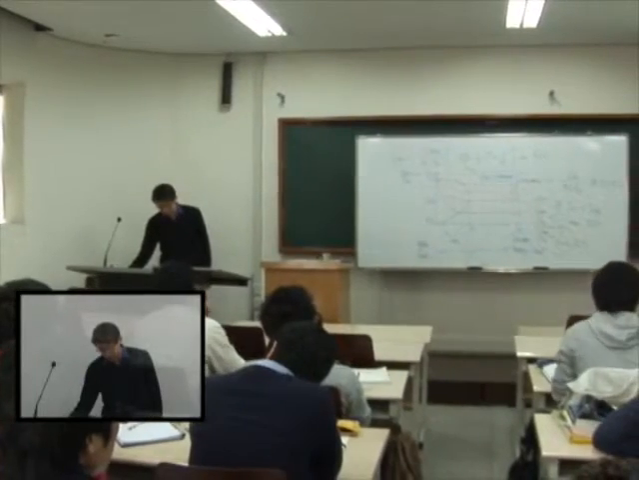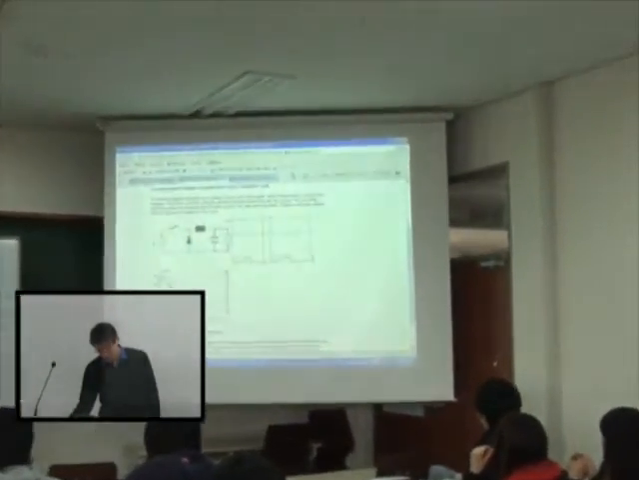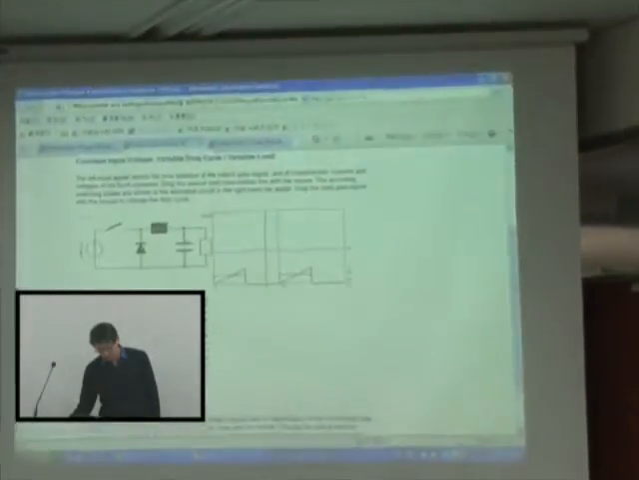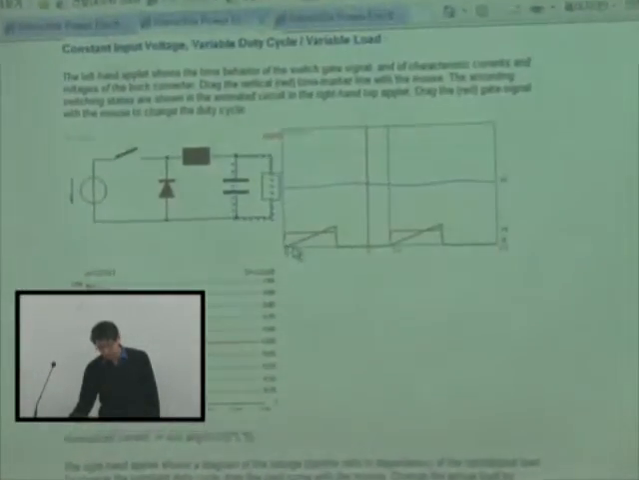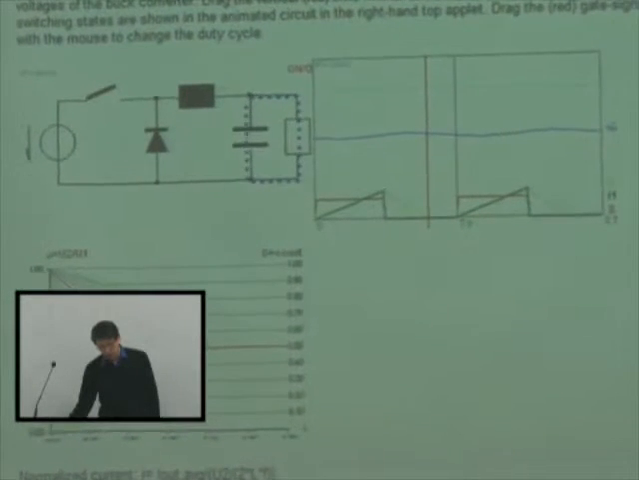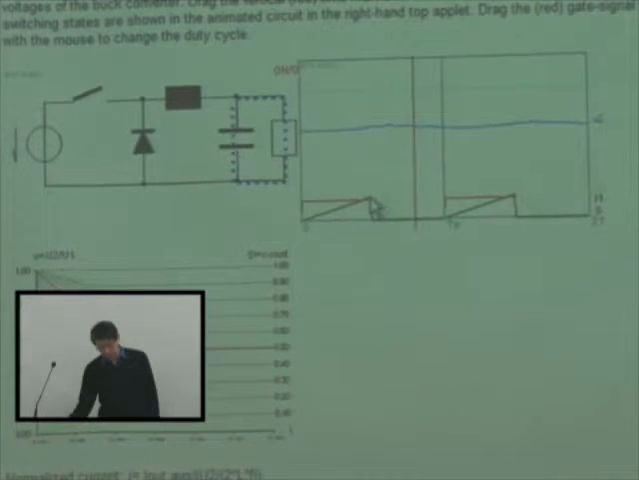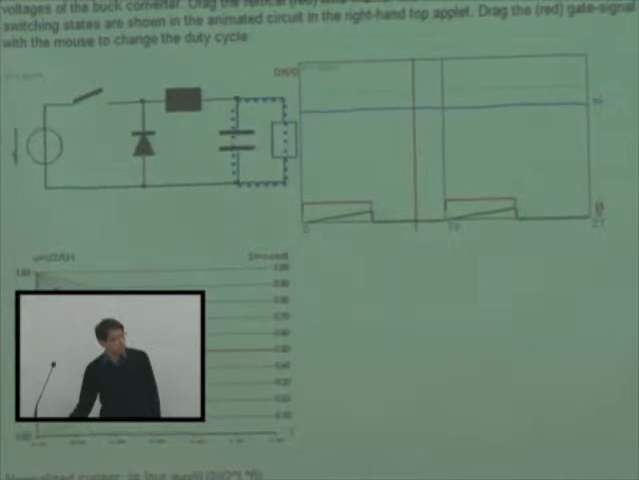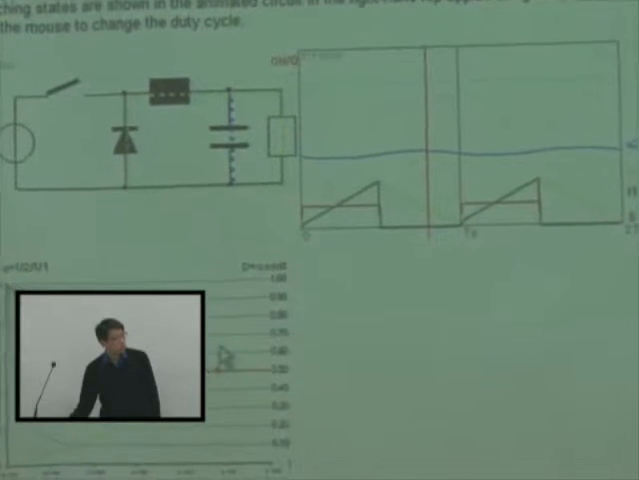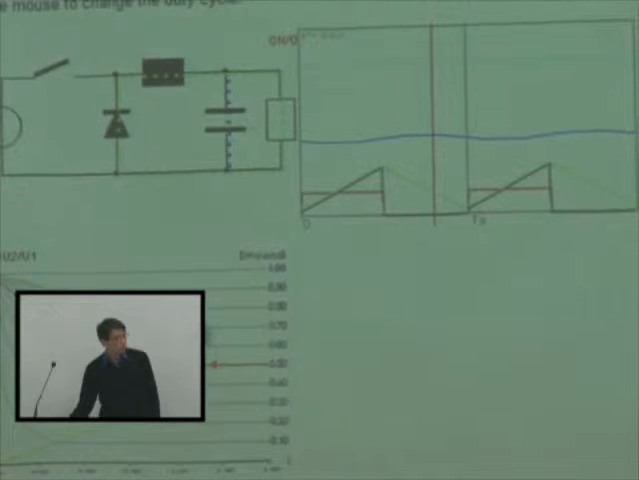What about the slope? Does the slope change? Yes. 기울기도 변하죠. Why? Because the on slope is V input minus V output divided by L, and output voltage is changing, so does the slope. And also the falling slope is the same as output voltage divided by L, so the slope is now increasing. Okay?